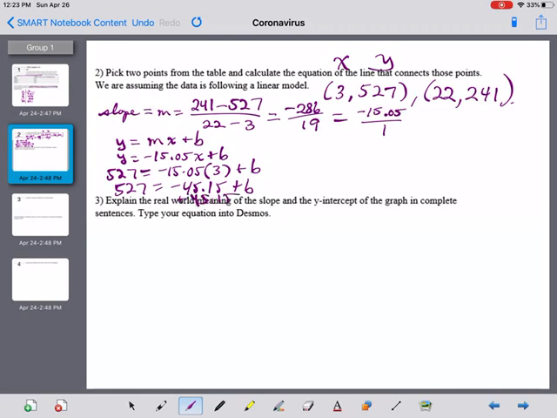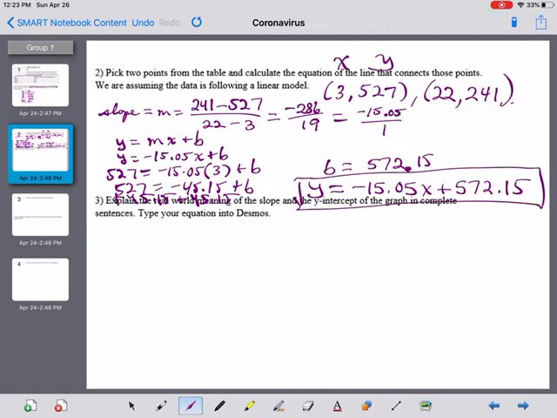Then get b by itself. So you're going to add the 45.15 to both sides. And that is going to give you 572.15 equals b. So the equation is y equals negative 15.05x plus 572.15.